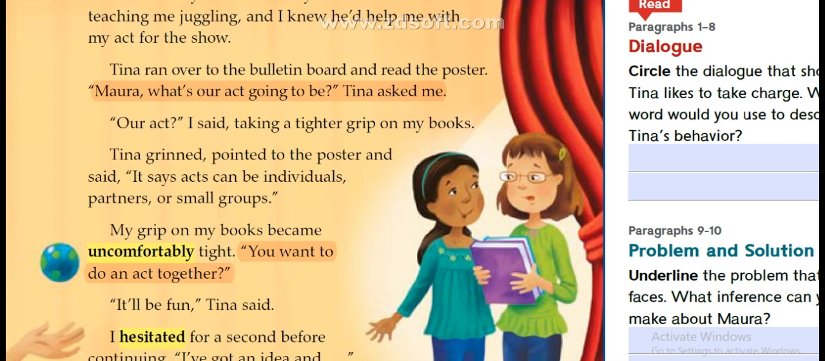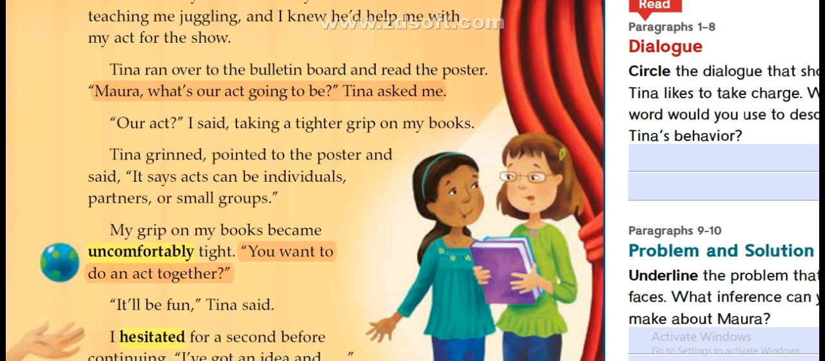She's being bossy, right? She doesn't ask Mora what should we do together. She doesn't ask her about Mora's ideas. She only cares about her own ideas. So she's selfish. She doesn't think of others. Yeah, she's selfish. She's bossy, right?